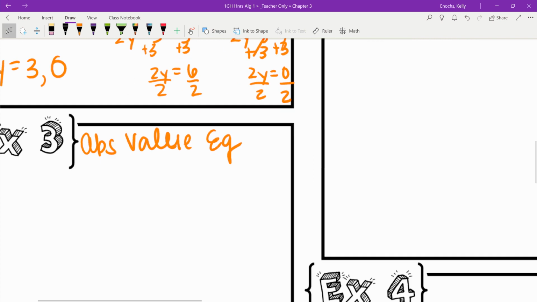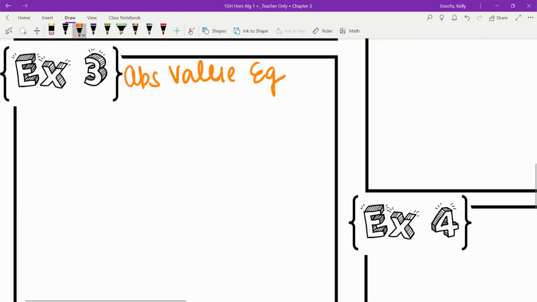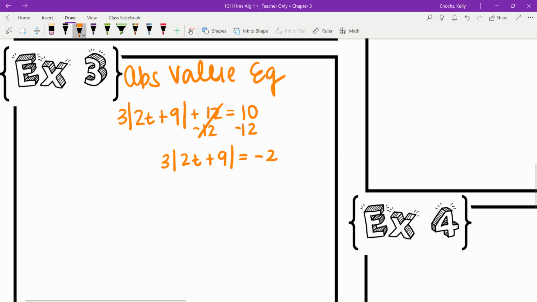And I'm going to zoom in just a little here. So this one is 3 absolute value 2t plus 9 plus 12 equals 10. Again, the first thing I'm going to do is subtract 12 on both sides. Get rid of that inverse of addition or subtraction. So 3 absolute value of 2t plus 9 equals negative 2. And then divide by 3 on both sides. Now, if you notice, basically this equation now says the absolute value or the distance away from 0 of 2t plus 9 is negative 2/3.